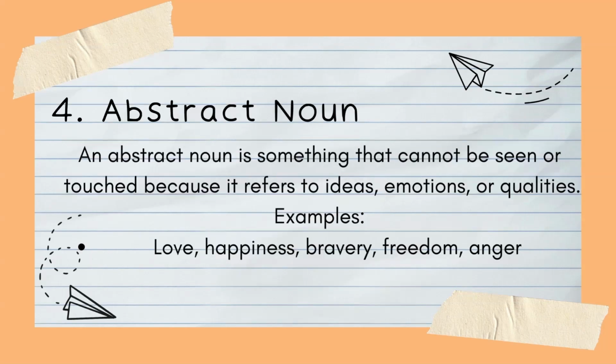4. Abstract noun. An abstract noun is something that cannot be seen or touched because it refers to ideas, emotions, or qualities. Examples: love, happiness, bravery, freedom, anger.